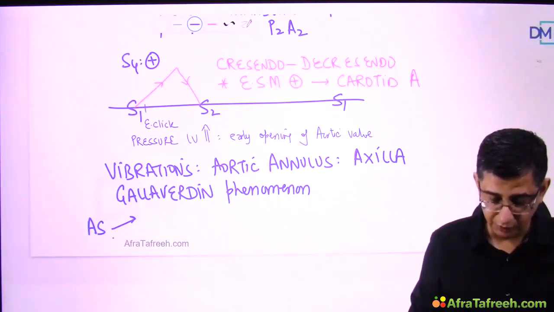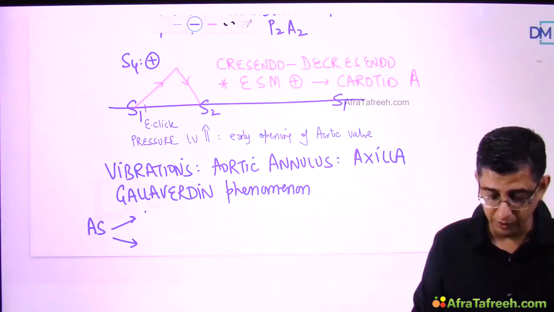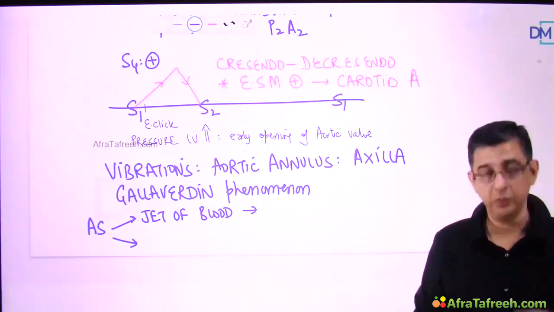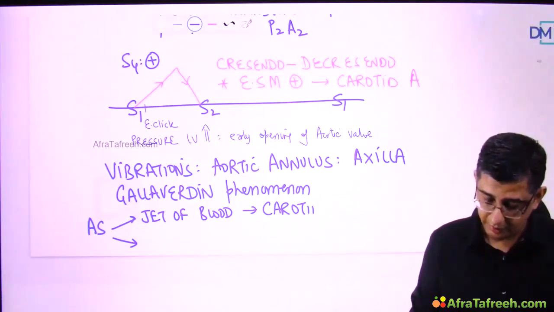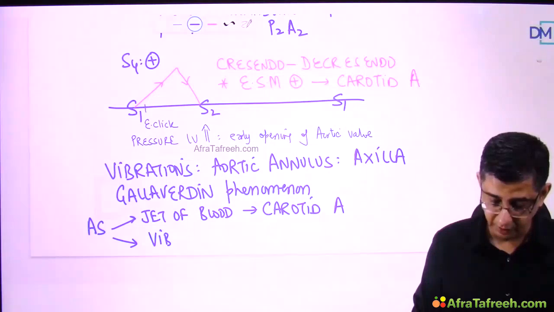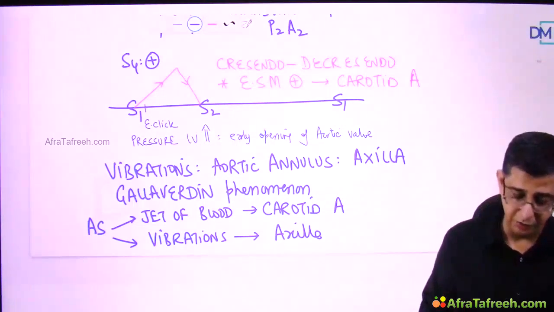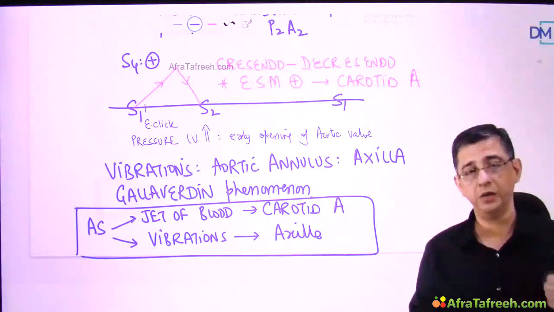Now, I have said two things which I would like to clarify. One, I am saying that in aortic stenosis, the turbulence in the jet of blood is going to radiate into the carotid artery, because the blood is going into the aorta and then into the carotid artery. Second, I am saying that the vibrations which are present in the aortic annulus are going to radiate into the axilla. So there are two directions in which the murmur of aortic stenosis can radiate: one, upwards to the carotid artery, and second, to the axilla.